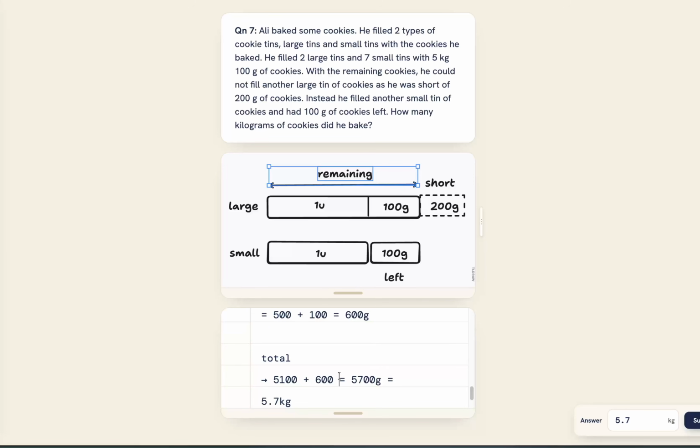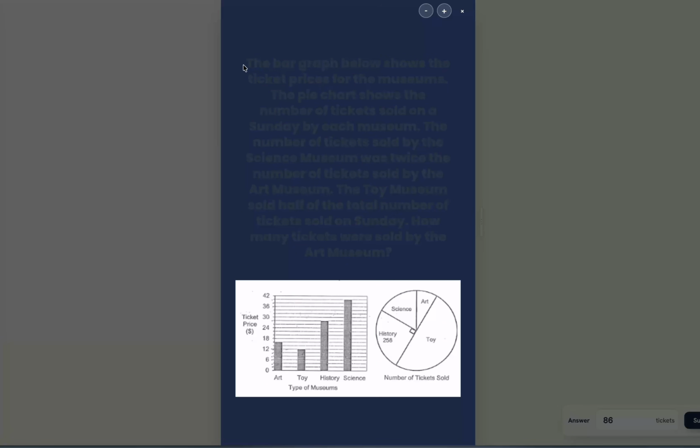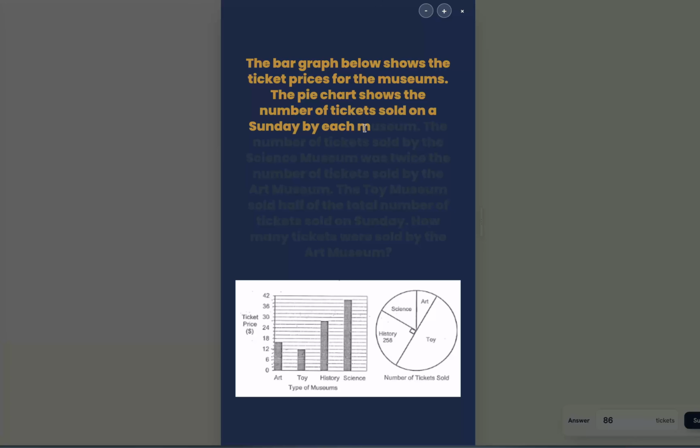Okay, so there you go. So that's the answer. Question 8a. The bar graph below shows the ticket prices for the museums. The pie chart shows the number of tickets sold on a Sunday by each museum.